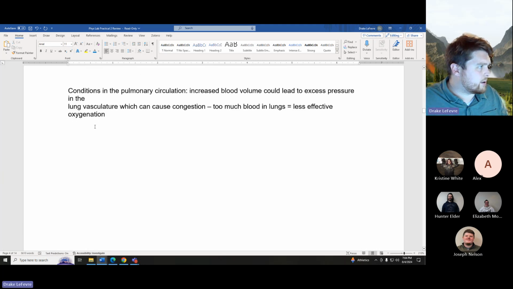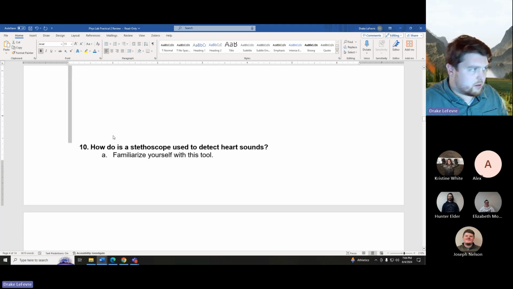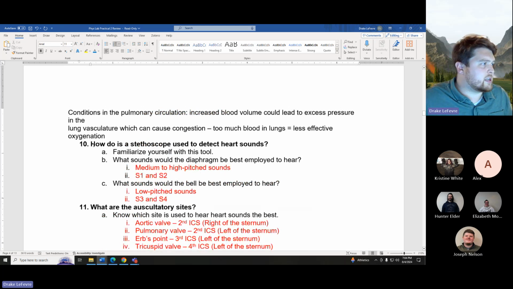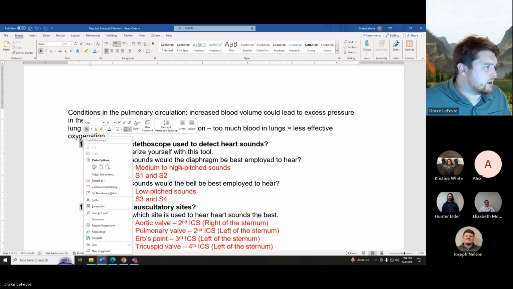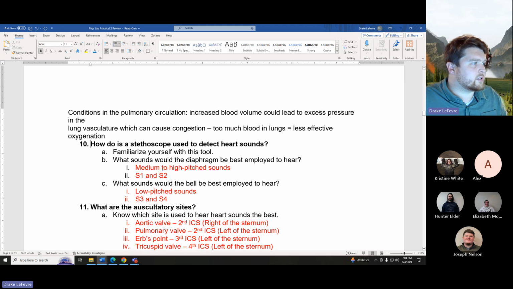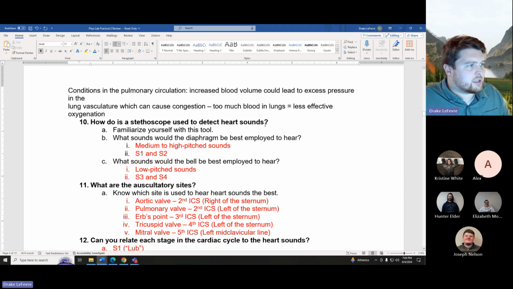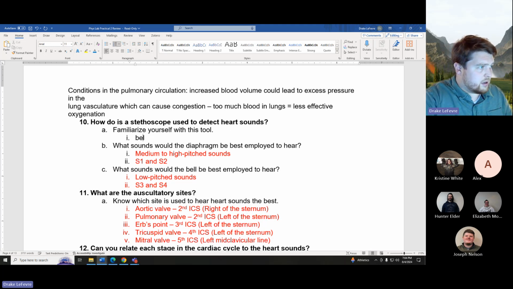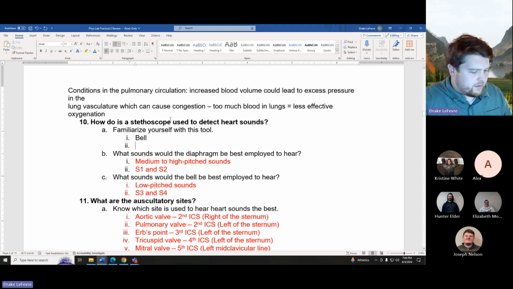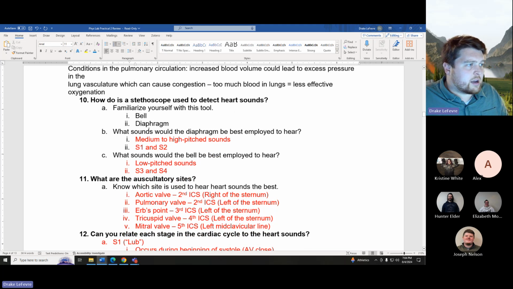So, okay. That took a little while, but a lot of the rest of these questions now are essentially going to be continuation stuff. So, how is the stethoscope used to detect heart sounds? There's two different sides. There's the bell and the diaphragm. The way that he has these worded, these are like the exact questions he's going to be asking.